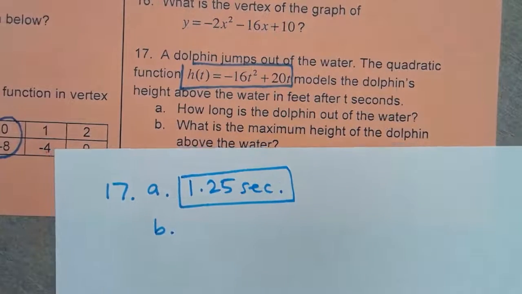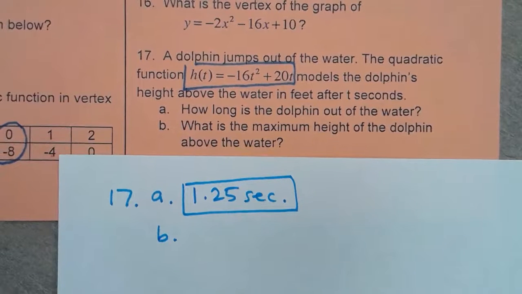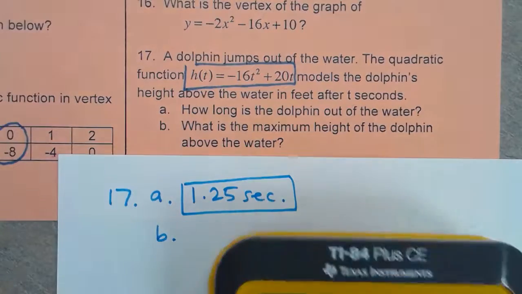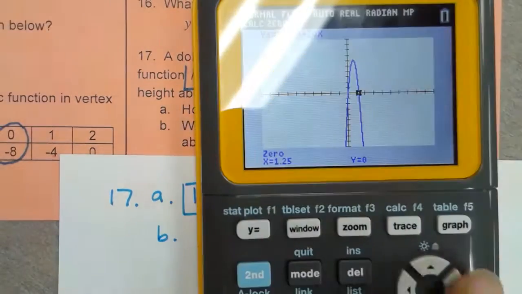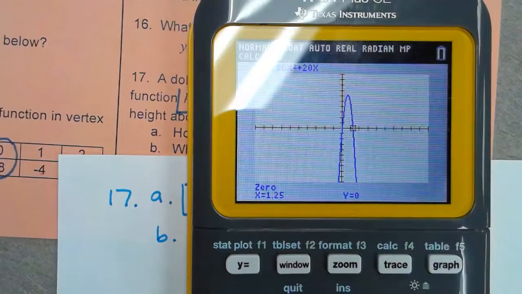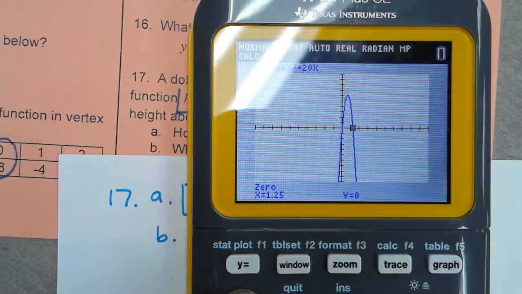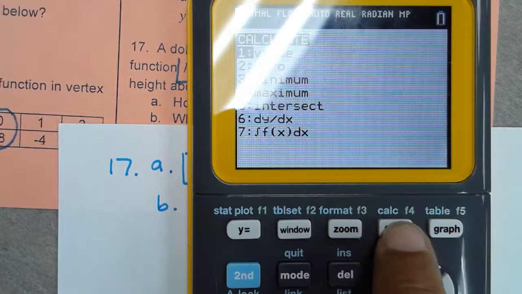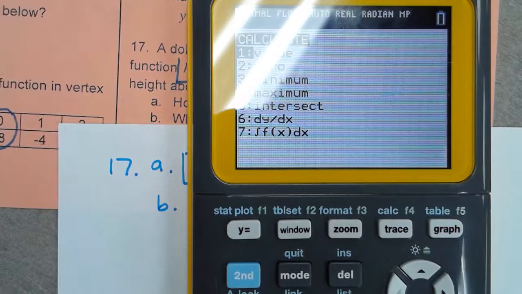Right, and part B says, what is the maximum height above the water? So maximum height is the very, very top. So again, I'm using my graphing calculator to figure it out. I'm going to hit second again, and then I want to calculate. So calculate's right here. This time I want to know what my maximum is. How high was this? So you can press down until you hit number 4 or just hit the number 4.